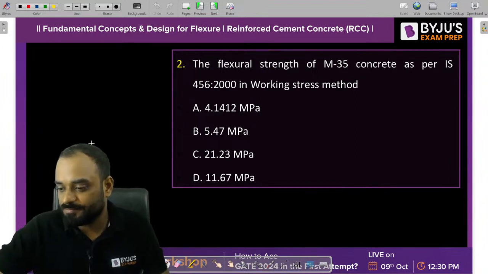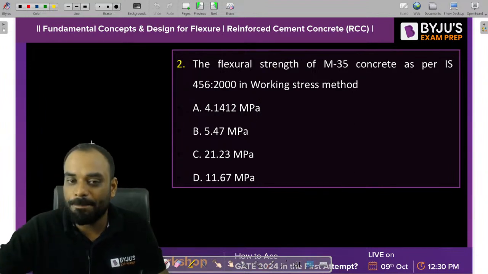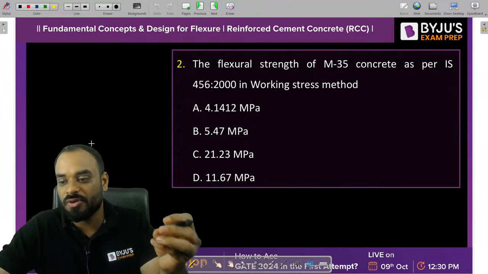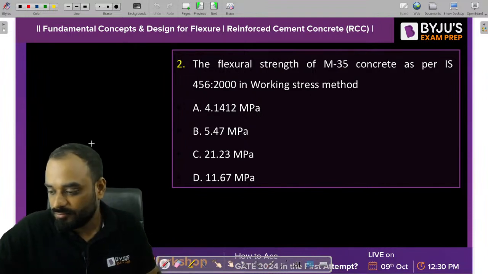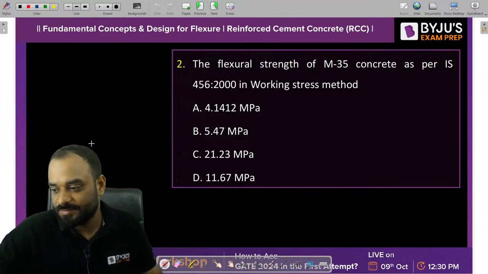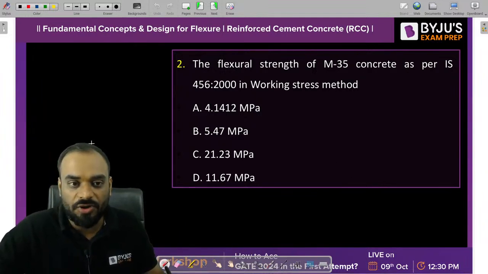Modulus of rupture, or permissible stress in case of bending tension, is also known as the flexure strength of concrete. Okay, so tell me the answer guys, the correct answer for the question.